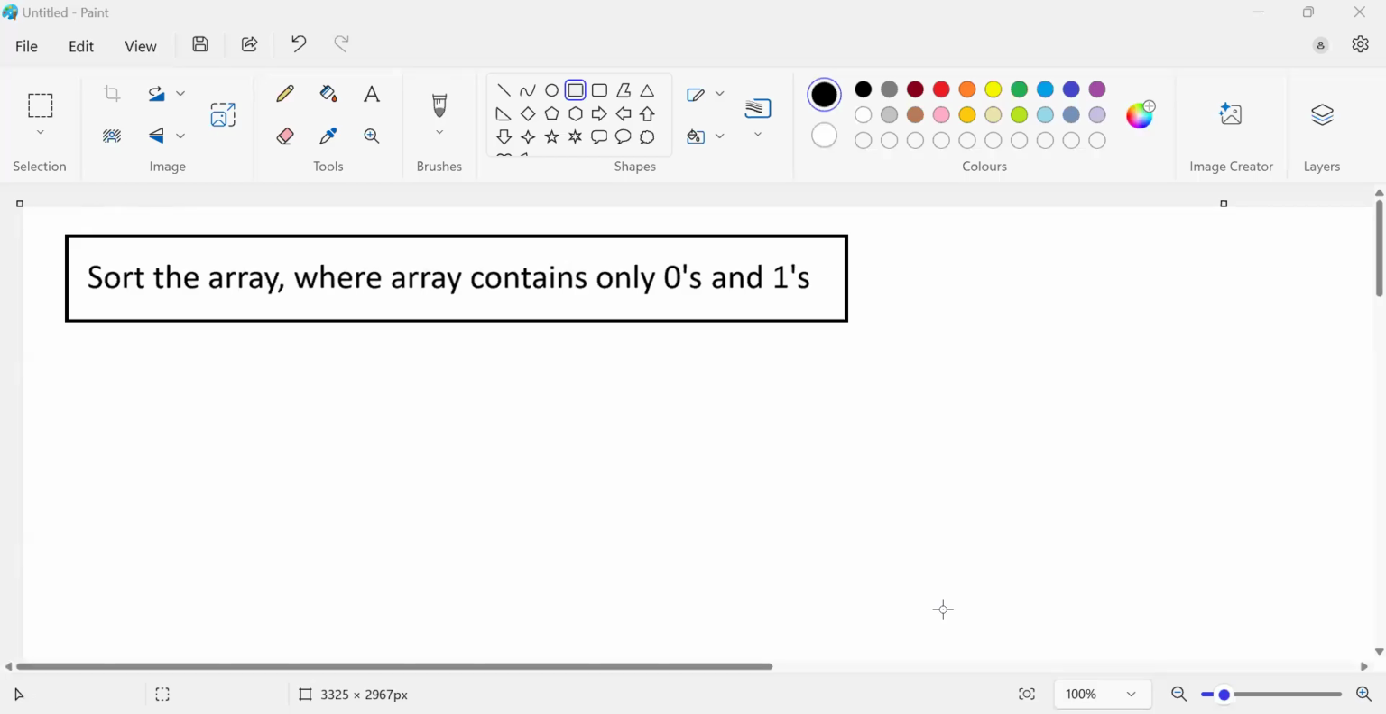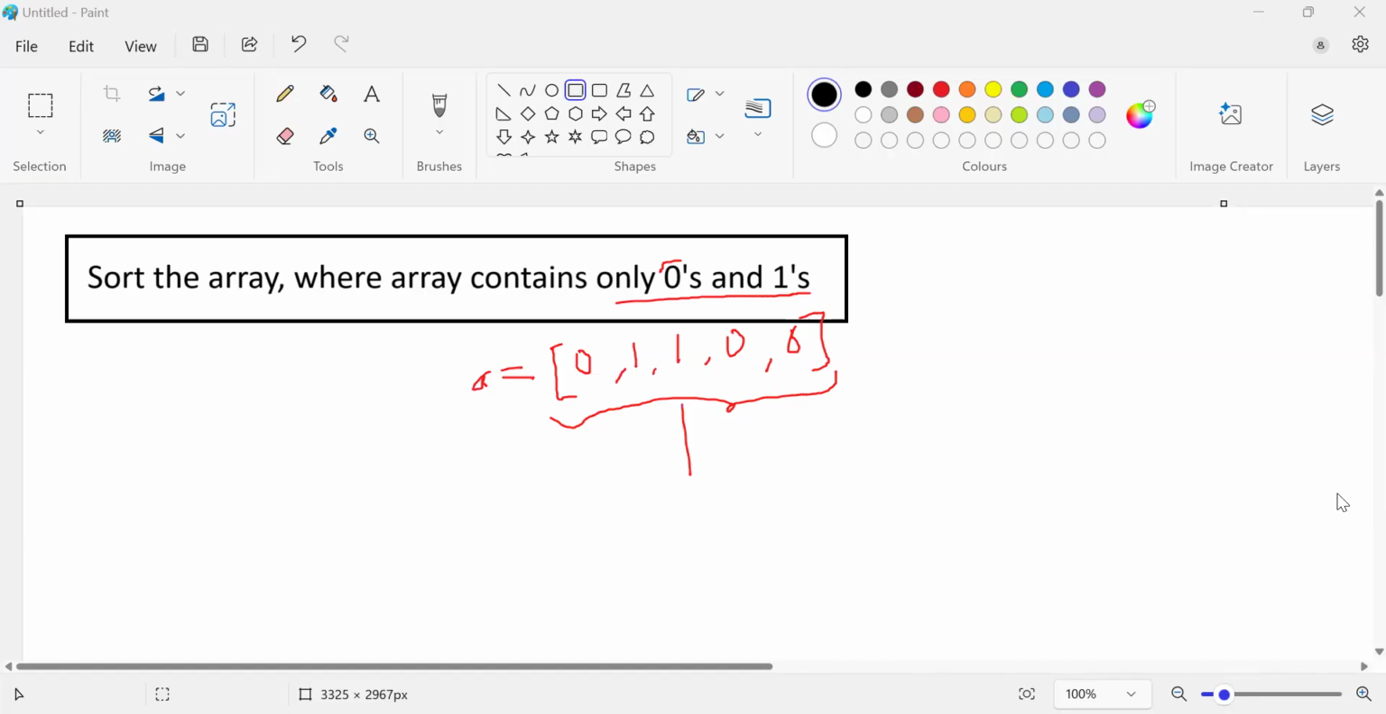Hello, welcome. Today we are here to discuss the question called sort the array, where the array contains only zeros and ones. For example, a equals 0, 1, 1, 0, 0, and so on like this. So this array only contains these two values, zeros and ones. This is what the question is about.